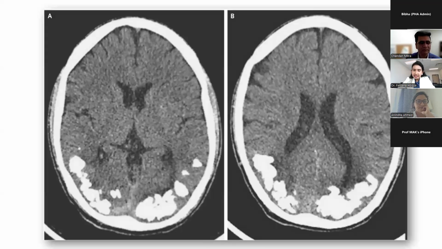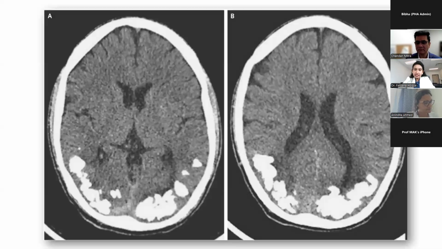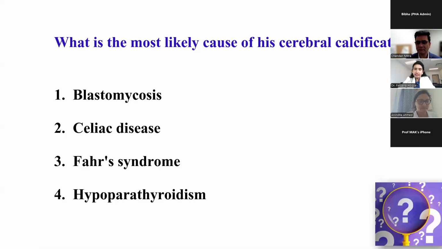So this is the CT scan you are seeing for this young man. The question is, what is the most likely cause of cerebral calcification? Is this blastomycosis, celiac disease, Fahr syndrome, or hypoparathyroidism? So this is the CT scan, and these are the options.